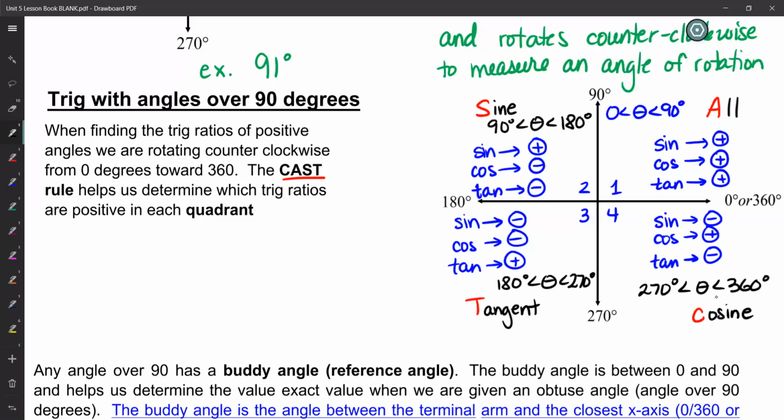Yeah, but CAST is actually sort of like a word. So the cycle will repeat again. 360 covers a full rotation, and then if I go further than that, I'll just be back in the first quadrant again.